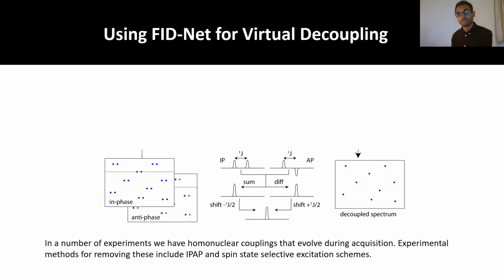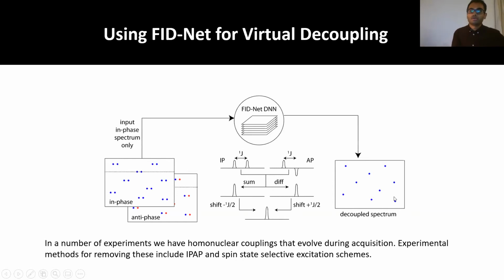Another thing I want to talk about quickly is how we can use FIDNet for virtual decoupling. Commonly, especially when you're doing direct detection of carbon-13, you'll have a homonuclear scalar coupling that will evolve during acquisition. Experimentally, you get rid of this using something like an IPAP or spin state selective scheme, and that works well. The problem is it basically doubles the phase cycle of your experiment, because you have to record both an in-phase and an anti-phase spectrum and take linear combinations to get your result.